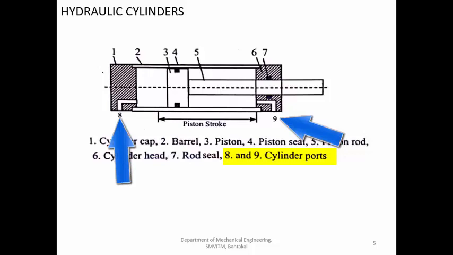Now what is the kind of this cylinder? This cylinder construction is for a double acting cylinder. Now what is the double acting cylinder? Double acting cylinder means you can supply the fluid on both the sides of the piston and you are able to control the force output during both the movements. So that is called as a double acting cylinder.